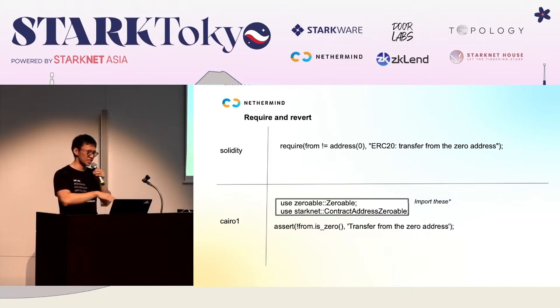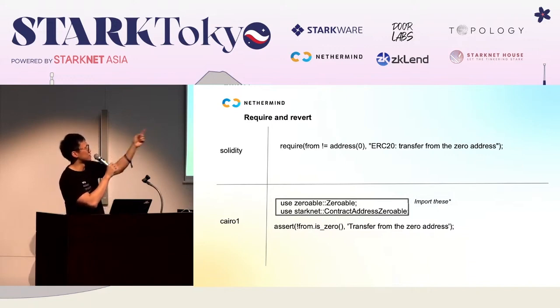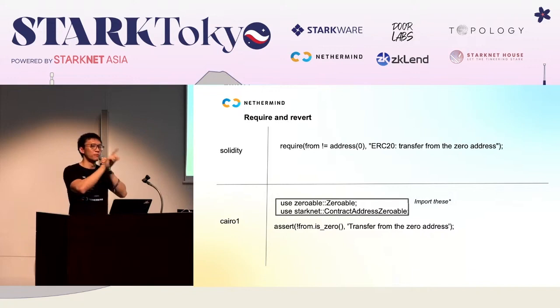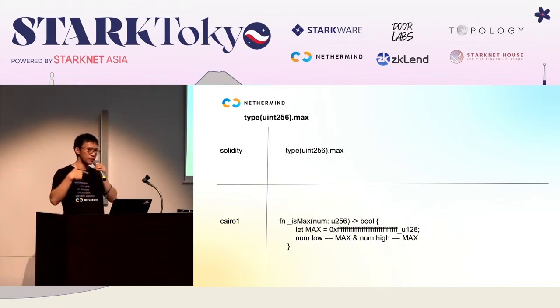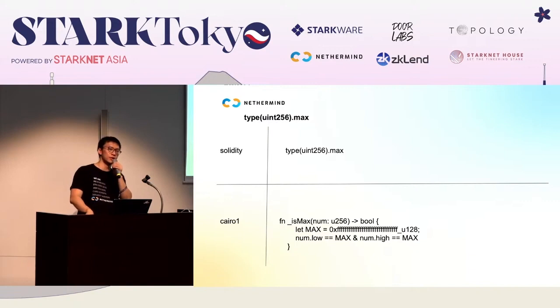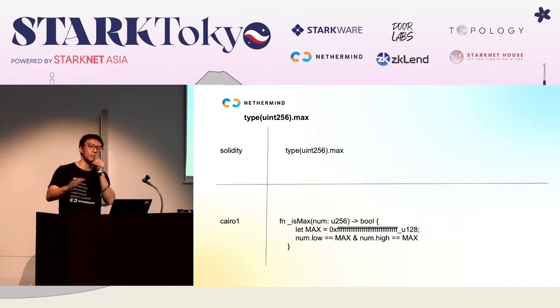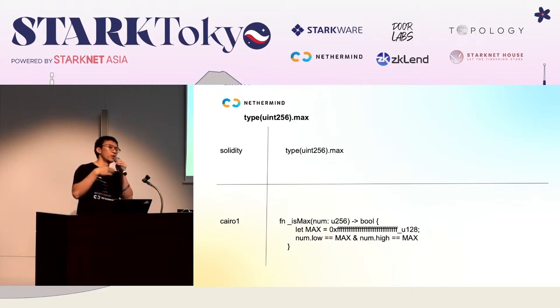And you're able to check if the sender is from 0 by importing two imports: Zeroable and ContractAddressZeroable. Then you're able to do from.is_zero to check if the from address is 0 or not. And yeah, in the OpenZeppelin ERC20 standard, if you were to approve the maximum amount, which is U256 max, then whenever people transfer from, your allowance will not be deducted. So this check is required. I mean, it's being done for some UX purposes.